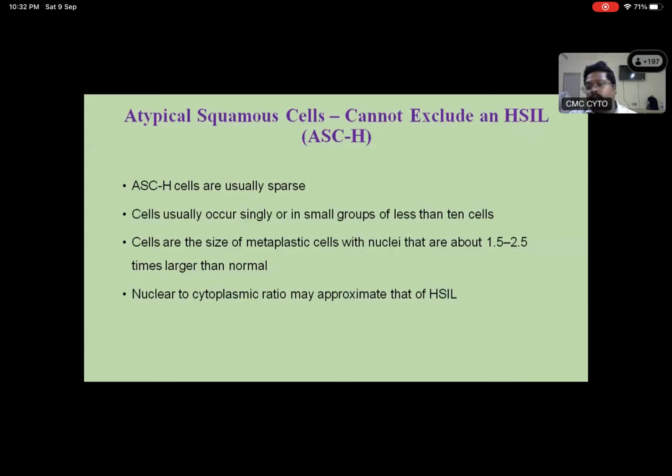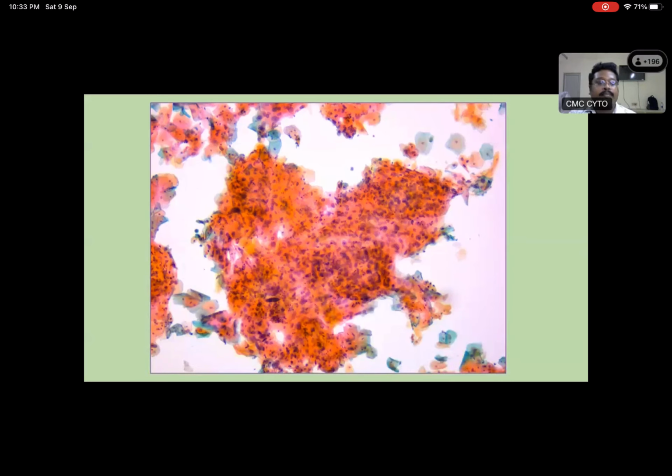But Bethesda, towards the last of ASC-H, says when you see a cluster of cells, when the nucleus is showing marked nuclear abnormality with high NC ratio, coarse chromatin, and even if it is few, it favors more of an H cell than an ASC-H diagnosis. So it's a little subjective also, but it's there. So when you see very few cells and nuclear enlargement, and you are not convinced that it is reaching the criteria for H cell, then you would use this category of atypical squamous cells, cannot exclude an H cell. Okay.